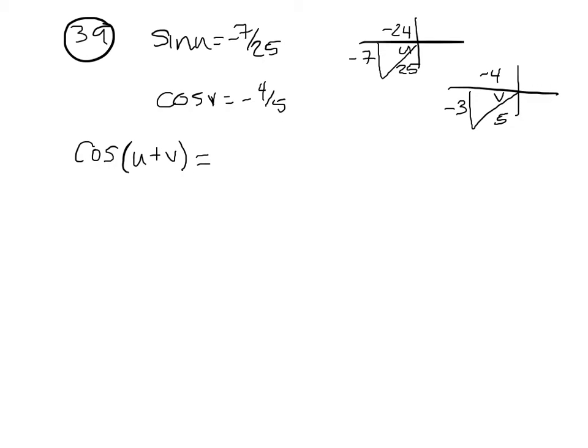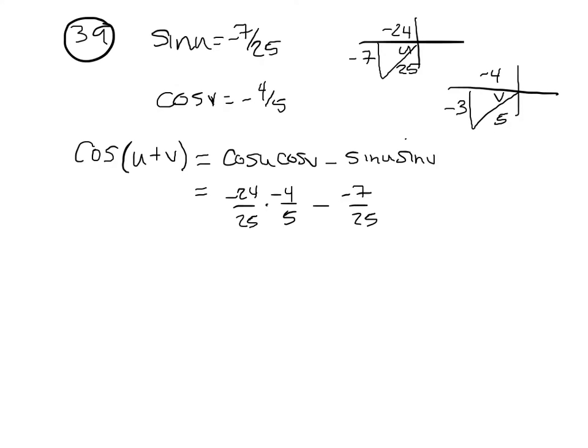If I'm trying to find the cosine of u plus v, it's going to be the cosine of u, cosine of v, minus, according to the formula, sine u and sine v. Now the cosine of u, going up to that triangle, cosine would be adjacent over hypotenuse. So we get negative 24 over 25 times the cosine of v, which is negative 4 over 5, minus the sine of u, negative 7 over 25, and the sine of v, negative 3 over 5. Then just simplifying, a negative times a negative would be a plus.